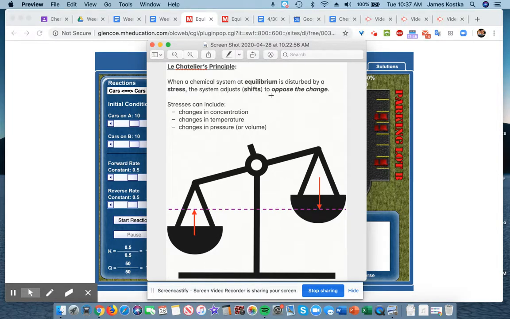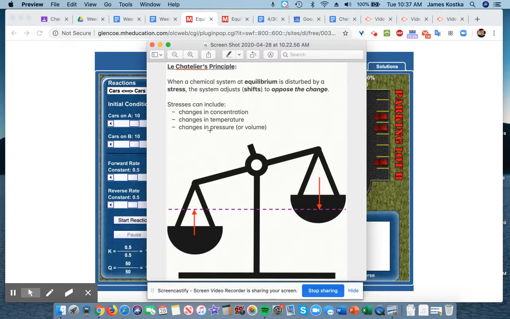What are some ways that chemical reactions can get stressed out? Well, one way is changing the concentration. If I change the amount of reactant or product, that'll stress a reaction out. If I change the temperature, right? If I change the amount of energy that I give it, that'll stress my reaction out. Or if I change the pressure or volume, that can also stress a reaction out.